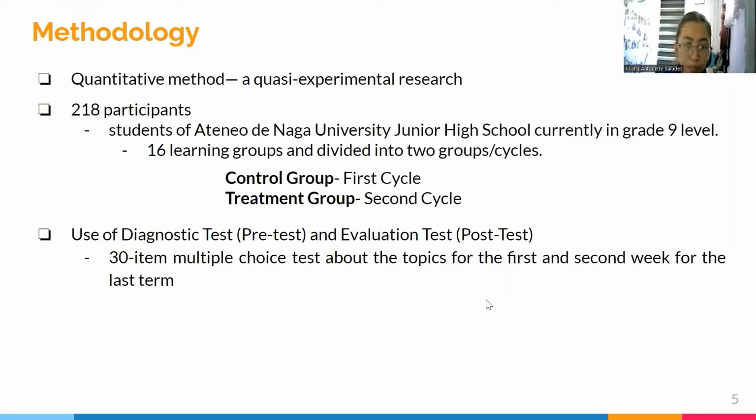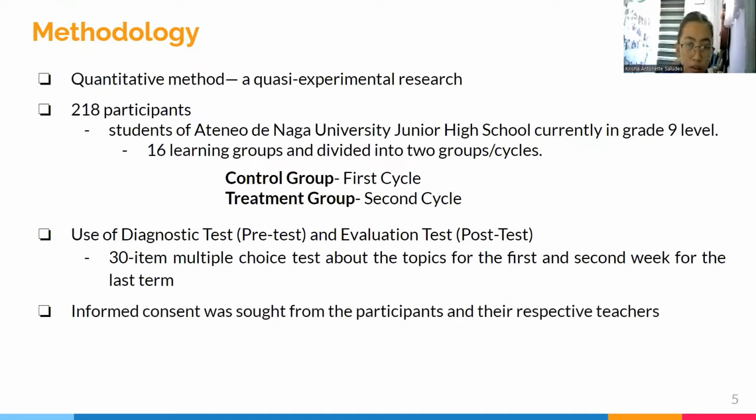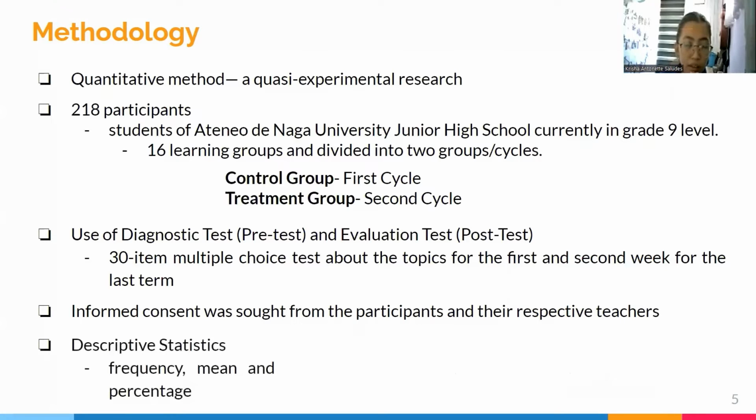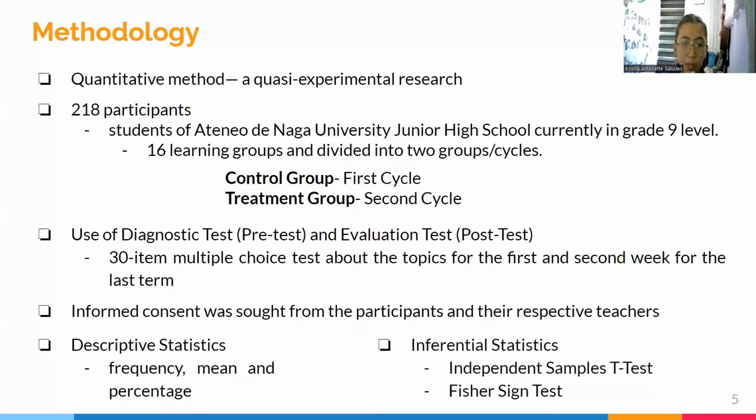This is a parallel test with 30-item multiple choice tests about the topics for the first and second week of the last term. In conducting the study, informed consent was sought from the participants and their respective teachers. The participants voluntarily participated in the study and had the right to withdraw from the study at any stage if they wished to do so. In analyzing the data, we use descriptive statistics, specifically the frequency, mean, and percentage, to present the level of mathematics performance of the students in the diagnostic test and evaluation test.